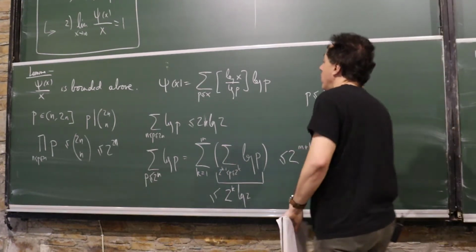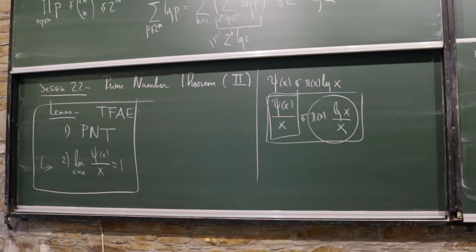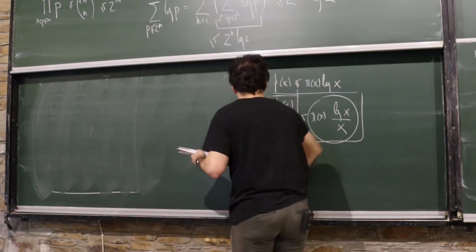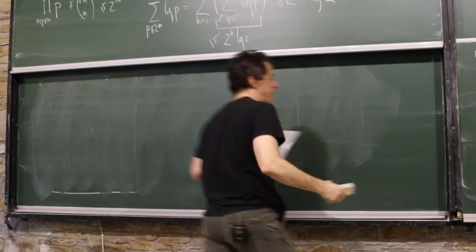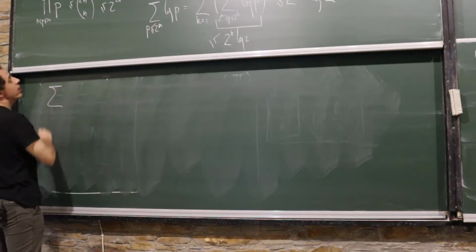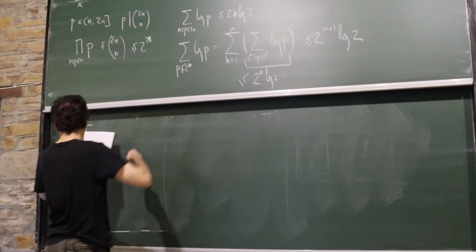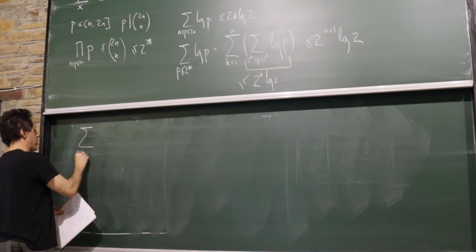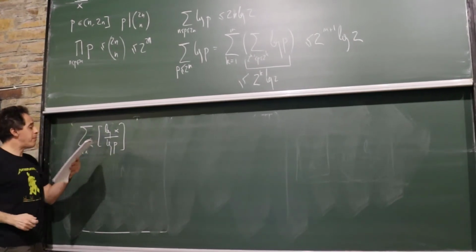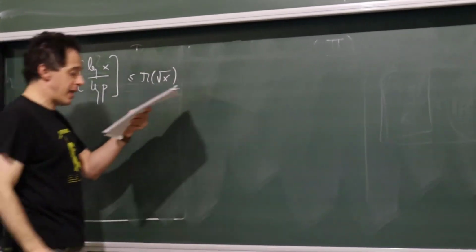So we could split this sum, in fact. On one hand, we have the terms where p is smaller or equal than the square root of x, which contribute to that sum as a number that is smaller than pi of the square root of x times log x.